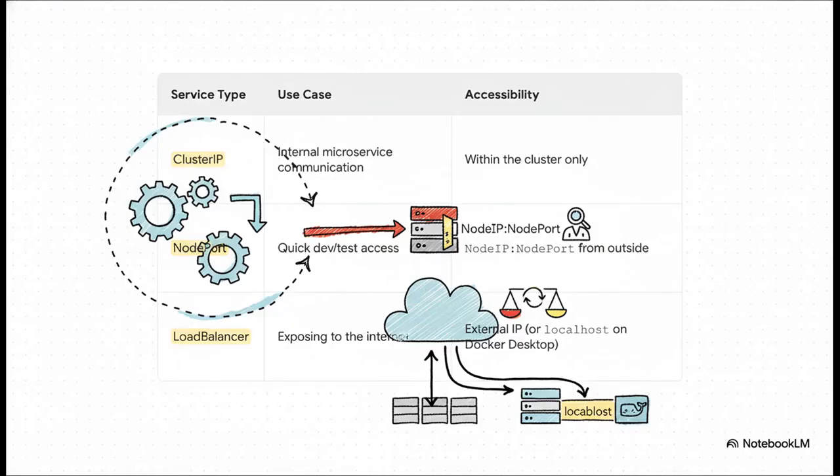Now, there are a few different types of services, each for a different job. Cluster IP is just for internal chatter between your apps. Node port is handy for some quick testing. But for us, we're using load balancer. Now, in a real cloud environment, this would spin up a big, expensive piece of hardware. But Docker Desktop does something really clever. It just maps this service directly to our local machine, to localhost.